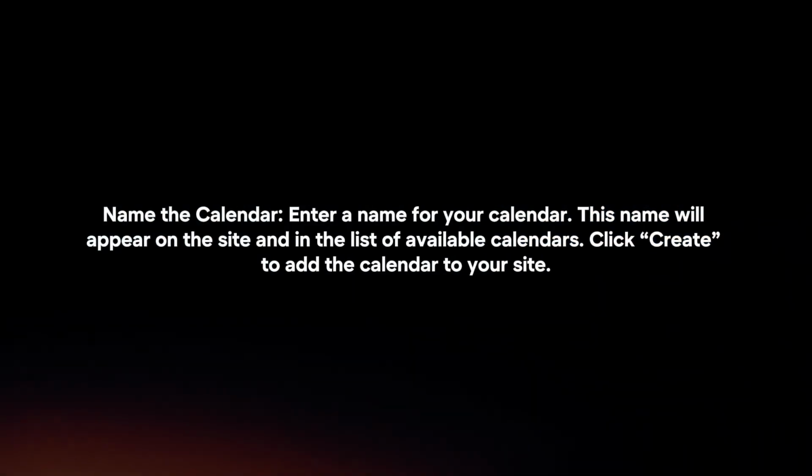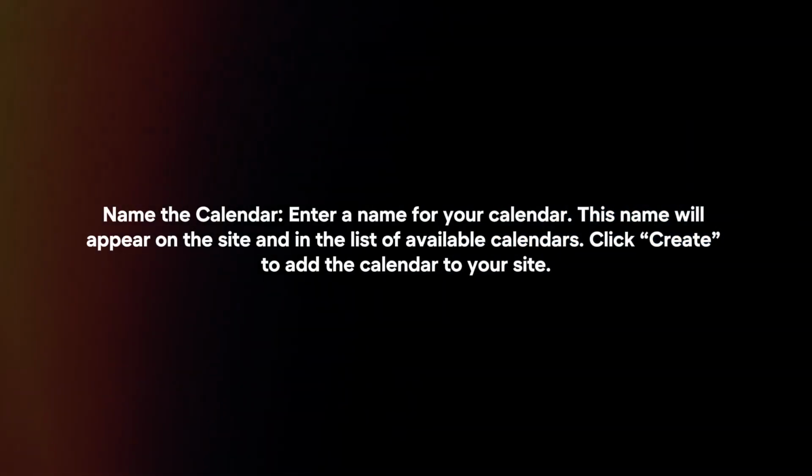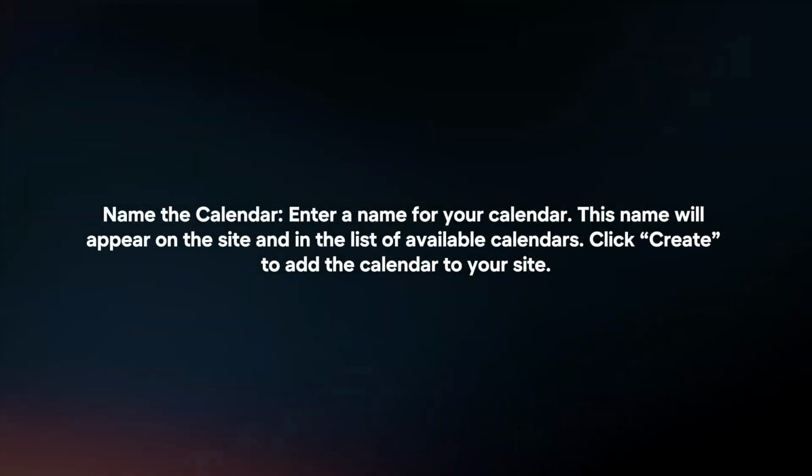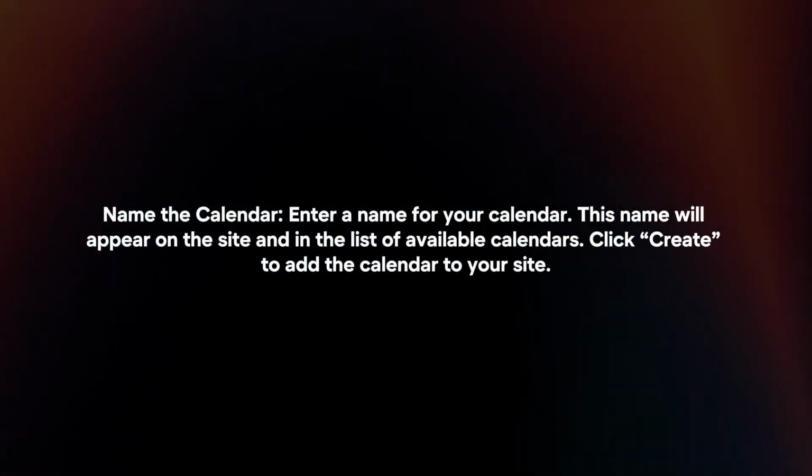Name the calendar. Enter a name for your calendar. This name will appear on the site and in the list of available calendars. Click Create to add the calendar to your site.